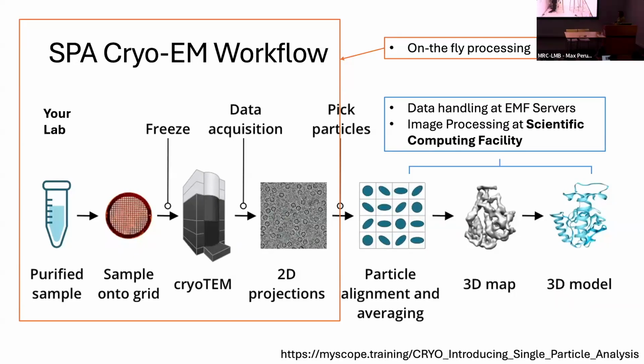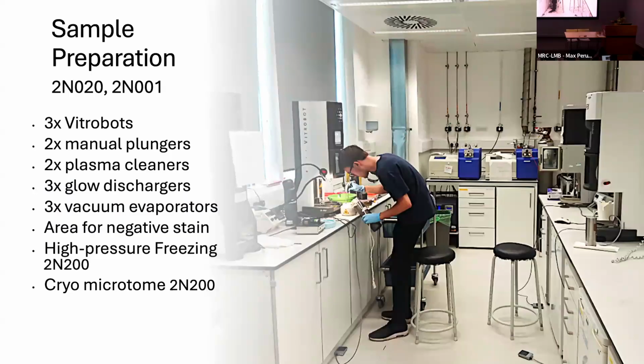Okay, for sample preparation, we are on the second floor. There are two rooms for it. This is one of the rooms. We have the Vitrobot, which is used for freezing your grids. We have a plasma cleaner for surface treatment, and glow discharge surface treatment. There are a lot of coaters as well. The carbon coater is for making your own carbon film. Also on the second floor we have high pressure freezing and cryo sectioning. This is on the second floor in room 200. This is another type of training.